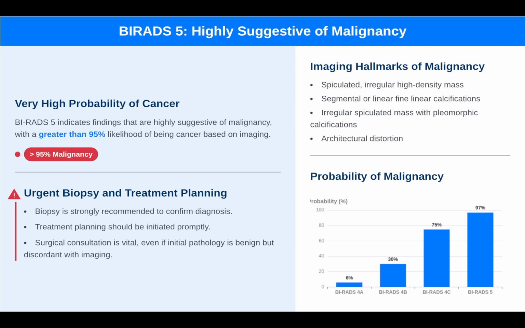A tissue biopsy is essential to confirm the diagnosis, determine the specific type of cancer, and assess its biological characteristics. Even in the rare instance that a biopsy yields a benign result for a BI-RADS 5 lesion, a surgical consultation is strongly recommended. This is because such a discrepancy between the highly suspicious imaging and a benign pathology, known as radiologic-pathologic discordance, warrants further investigation with surgical excision to ensure no malignancy was missed. This category demands prompt and decisive action to initiate the appropriate oncology pathway.